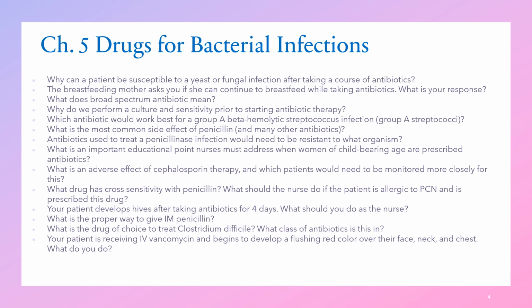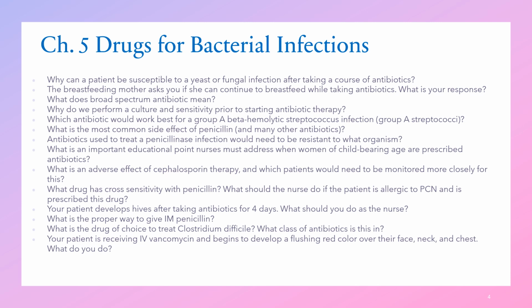Antibiotics used to treat a penicillinase infection would need to be resistant to what organism? We can see this on page 70. Beta-lactamases, or penicillinases, are enzymes produced by some bacteria that give them resistance to beta-lactam antibiotics. This would include penicillins, cephalosporins, monobactams, and carbapenems. So, antibiotics used to treat an infection caused by a penicillinase-producing organism must be penicillinase resistant.